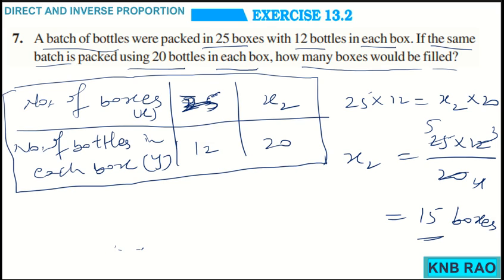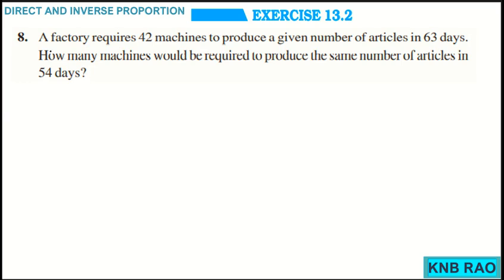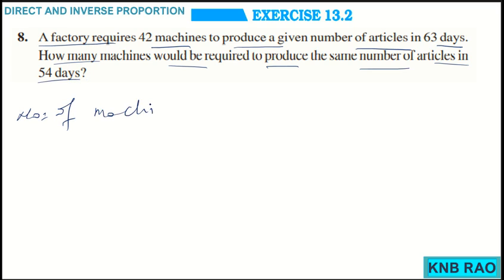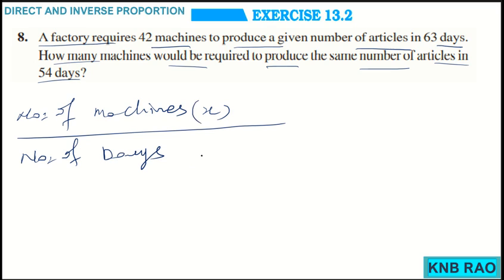Then coming to the next question, 8. A factory requires 42 machines to produce a given number of articles in 63 days. How many machines would be required to produce the same number of articles in 54 days? Here, number of machines and number of days I am taking as two columns, x and y.